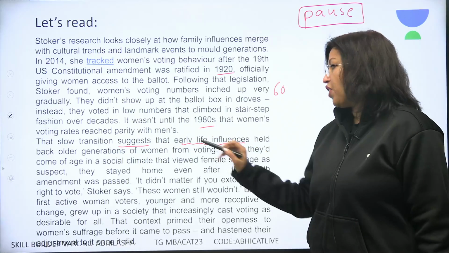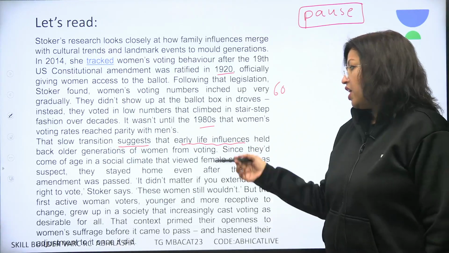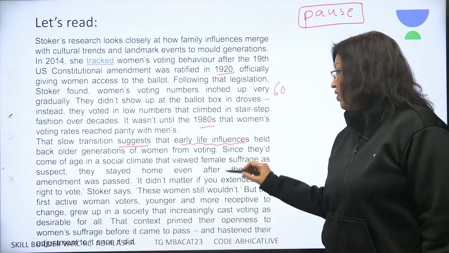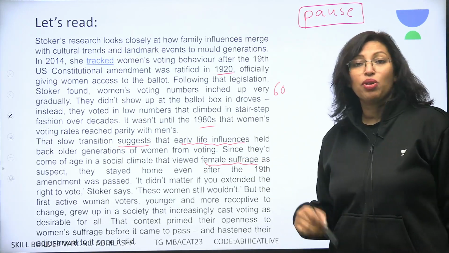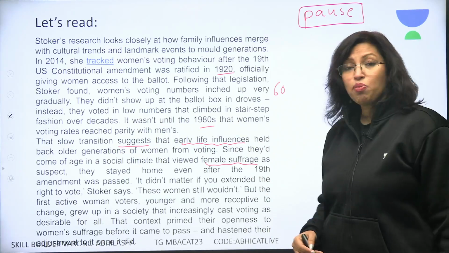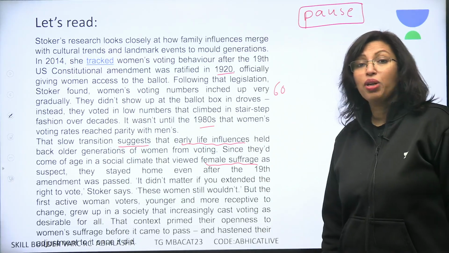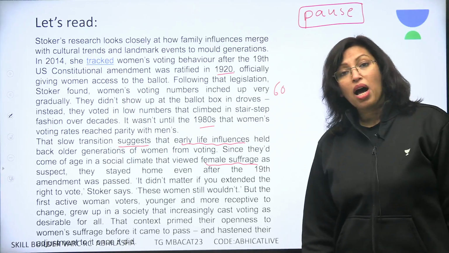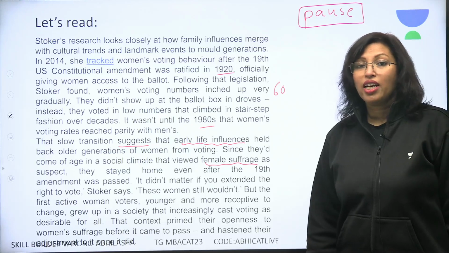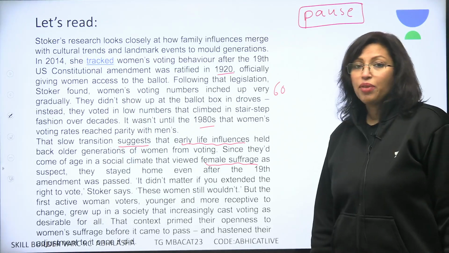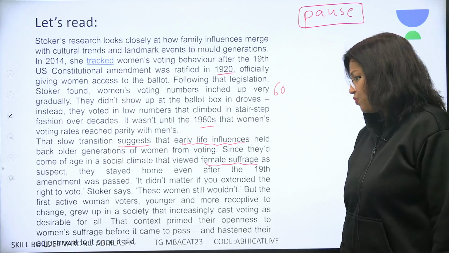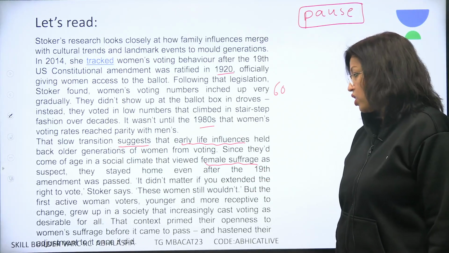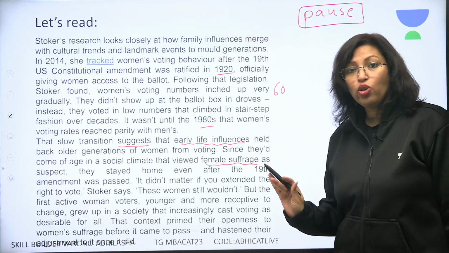Since they had come of age, which means to become adults, in a social climate that viewed female suffrage as suspect, so they believed that women's rights, female suffrage, were suspect. So they did not like the idea of women's liberation. They stayed home even after the 19th Amendment was passed. So these women did not really come out to vote even though they had been given the voting rights. It didn't matter if you extended the right to vote. They did not want it. Stoker says these women still won't. So they did not want to.